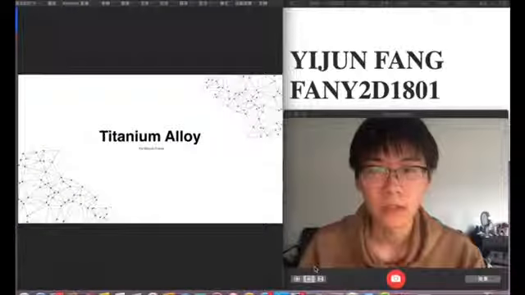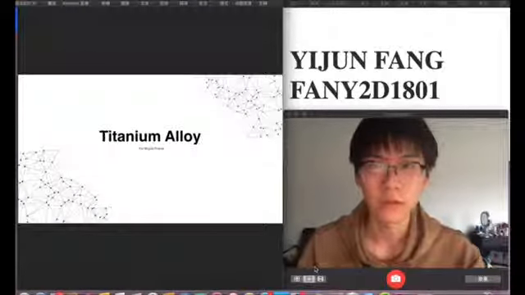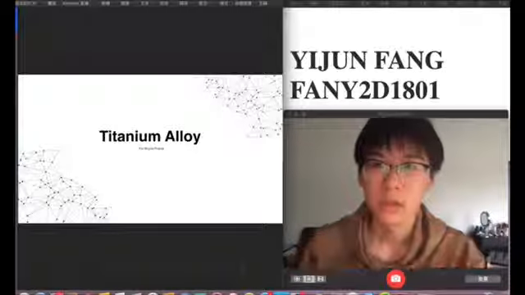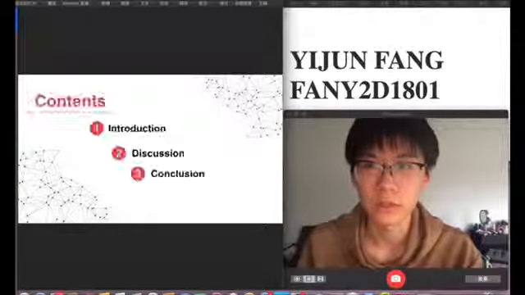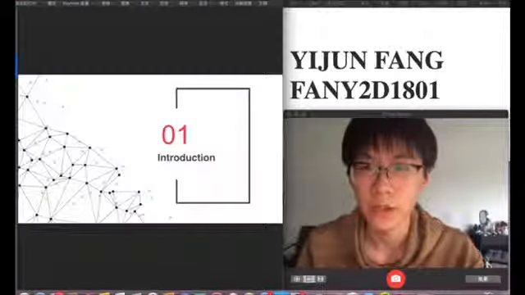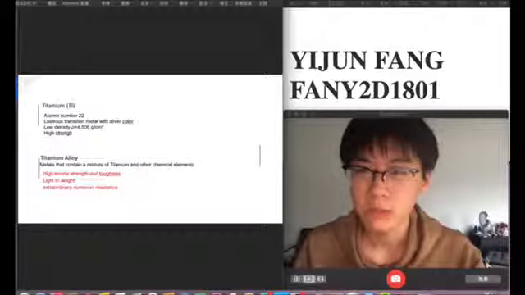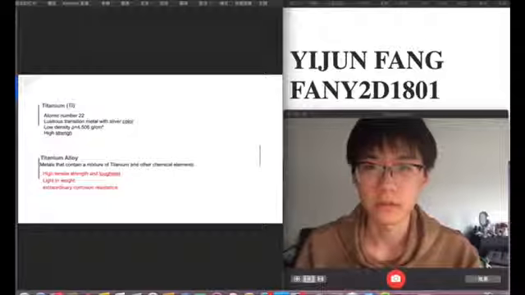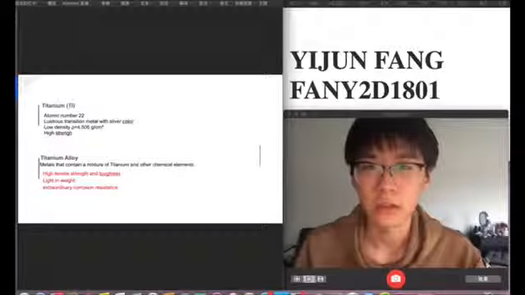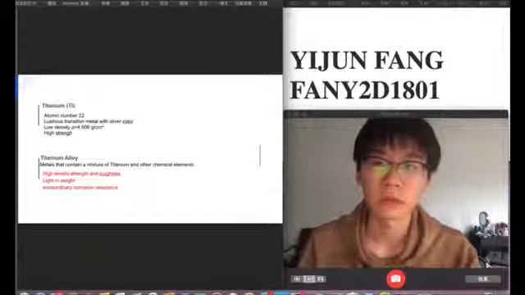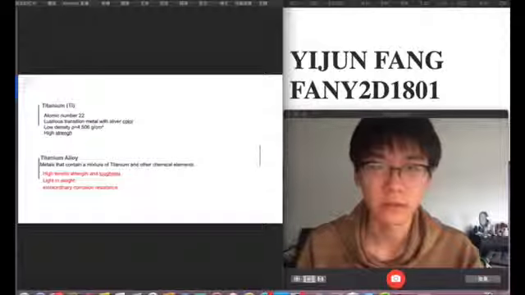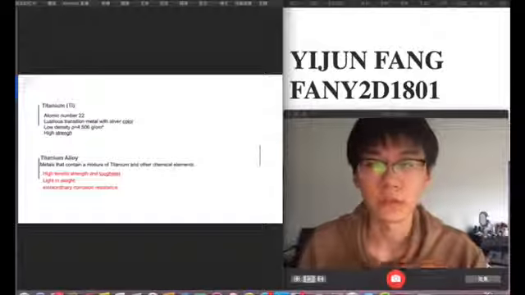Talk about titanium alloy, which is used for a bicycle frame. First, I'm going to introduce titanium. What is titanium? The atomic number of titanium is 22, and it is a kind of lustrous transition metal with silver color. The density of titanium is pretty low, equal to 4.506 grams per cubic centimeter.